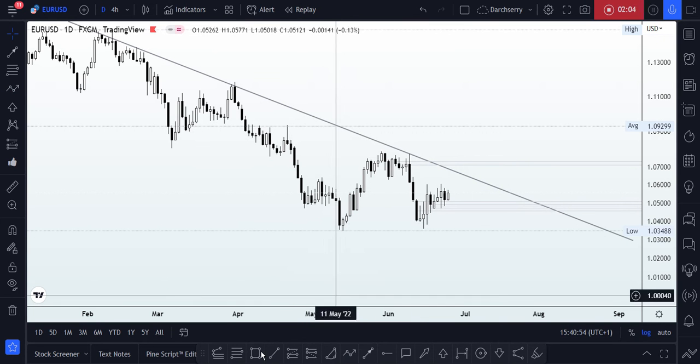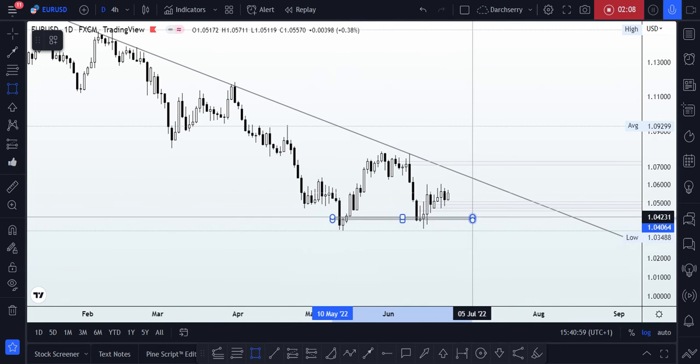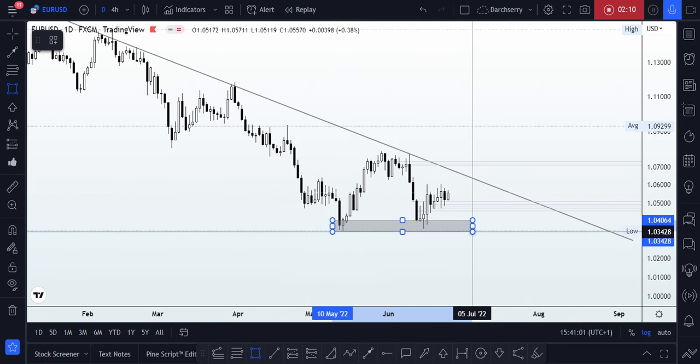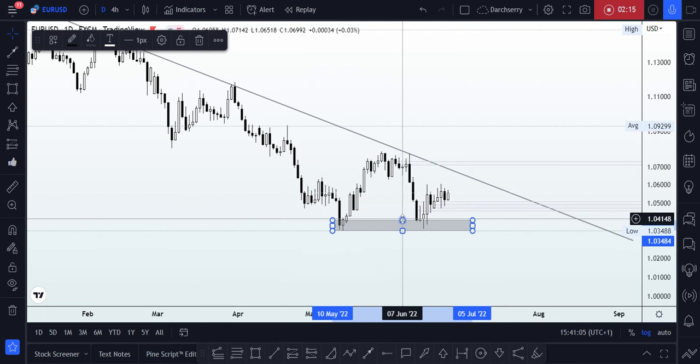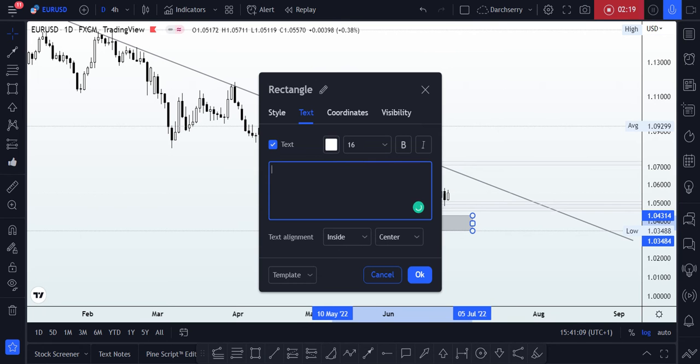So at this point, we want to identify this level, and we want to be drawing a demand zone to emphasize the strength of the structure at this point in time. So let's identify this area with a label: demand zone.